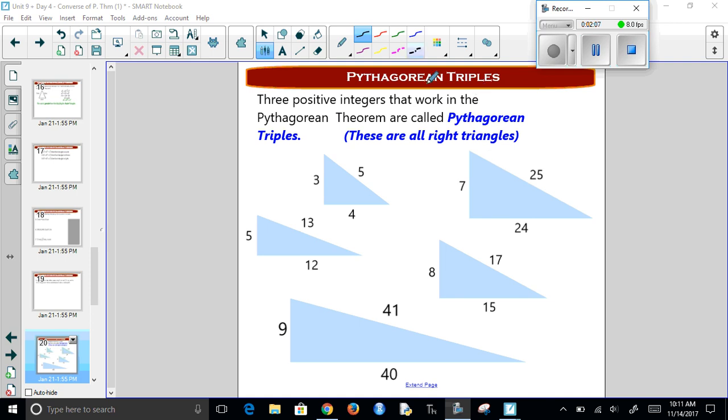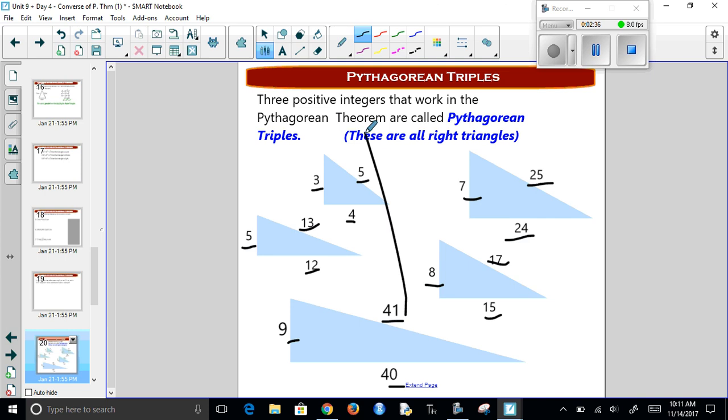Now we're going to talk real briefly about Pythagorean triples because they pop up a lot, and so it's good to have these memorized. There's a 3, 4, 5 triangle, a 5, 12, 13 triangle, a 7, 24, 25, 8, 15, 17, 9, 40, 41. These triangles pop up a lot because they're times when the Pythagorean theorem works out perfectly, and it's nice when things work out perfectly, right?